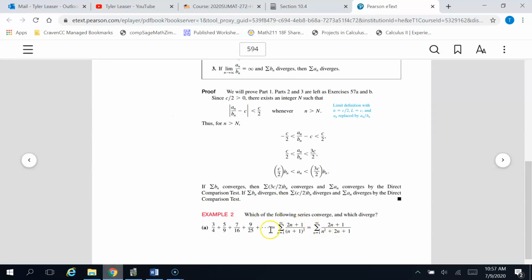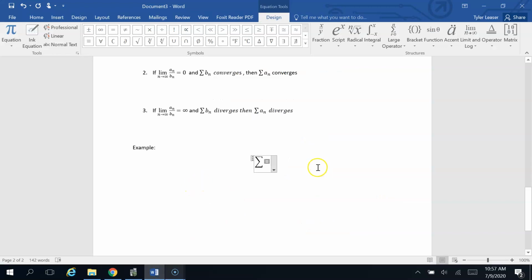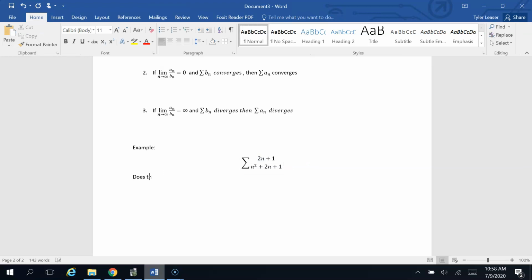So this bottom one down here, we're trying to figure out if this series, 3/4 plus 5/9 plus 7/16 plus 9/25, which is written like this, 2n plus 1 over n squared plus 2n plus 1, if this converges or diverges. So just to write it out, it was 2n plus 1 over n squared plus 2n plus 1. I think that was it. Just double checking. Yes. Okay, cool. So the question is, does this converge or diverge?